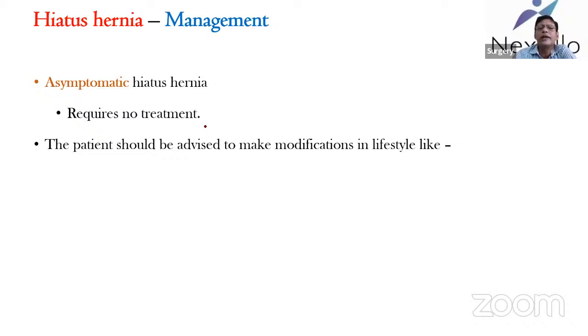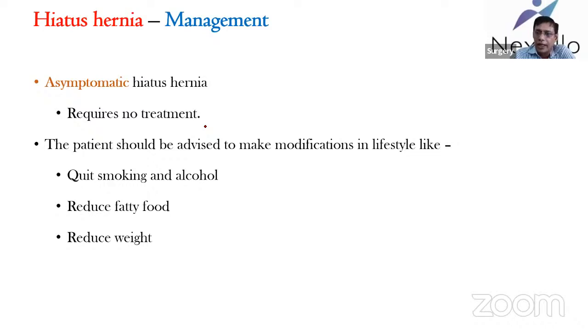For the asymptomatic variant of the hiatus hernia, the patient should be advised to make lifestyle modifications: he should quit smoking, quit alcohol, reduce fatty food, and reduce weight. Along with that, he should avoid carbonated beverages. Technically, it means that only lifestyle changes are required. And if reflux is there, proton pump inhibitors may be given to the patient.